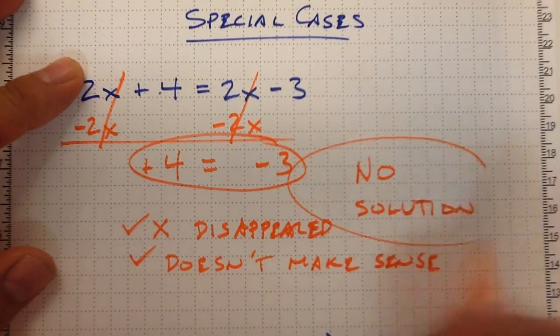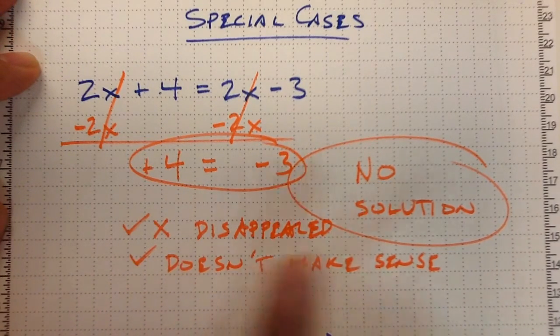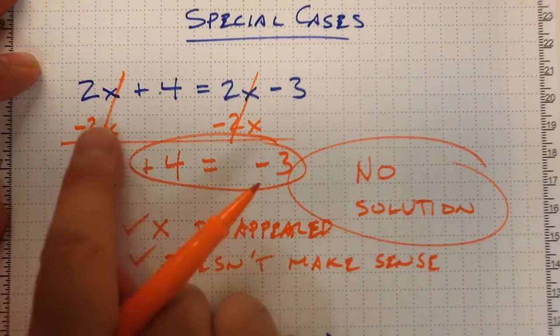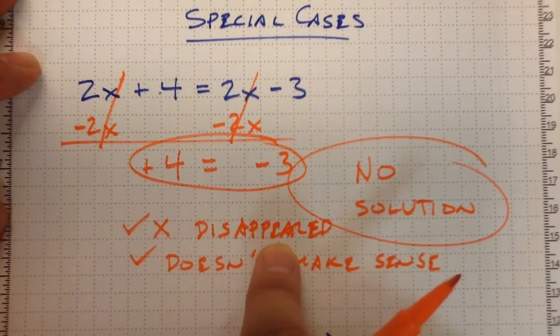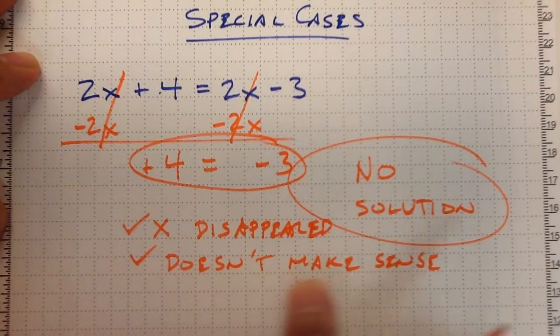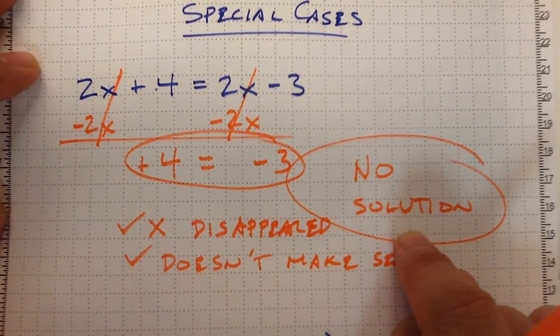This problem had no solution to begin with, and so these are the two criteria that tell us that in the process of your work, the variable that you were solving for disappears, and then whatever's left over doesn't make any kind of sense at all. And this means there was no solution to begin with, and that's what you write for your answer.